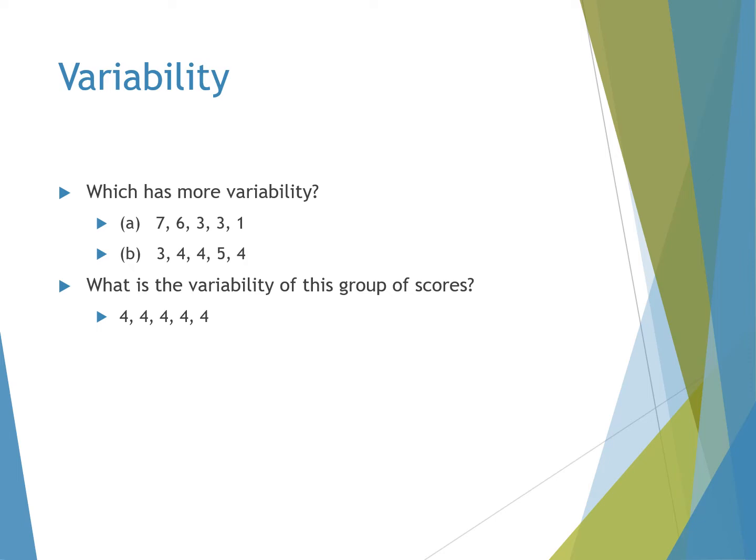If we look at this, you can look at, for example, the first bullet point, which has more variability. If you look at A, we've got scores as high as 7 and as low as 1, and there's a pretty big spread, whereas in option B, all the scores are 3, 4, 5. So there's not as much of a spread. You can also see this in the next example. What's the variability in this group of scores? Every single score is 4, so there is no variability.